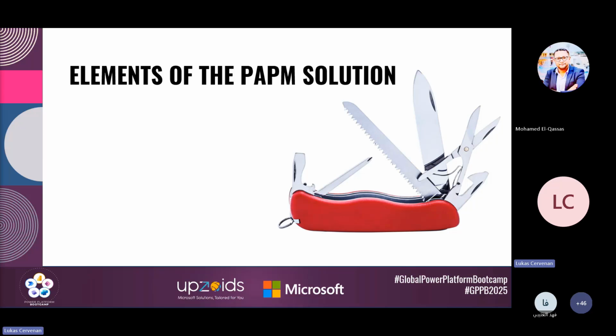So to summarize, what are the three main elements of the Power Automate Process Mining solution? There are three of them, and we can use the analogy of a Swiss Army knife. There are different tools which we can use for specific tasks, and each of them is good at a different task, and we will combine the unique strengths of each of them. First one is the ETL, extract, transform, and load, basically get the data.